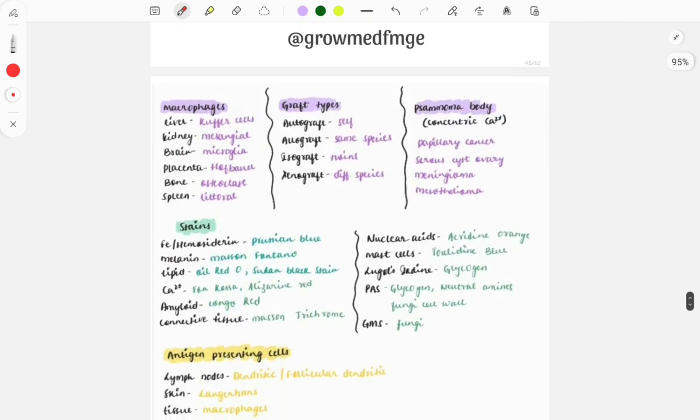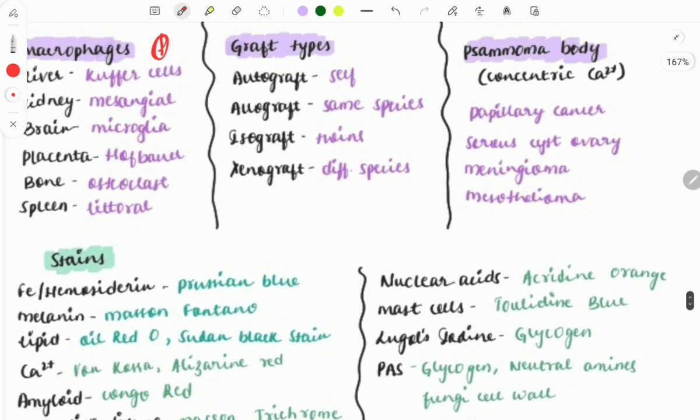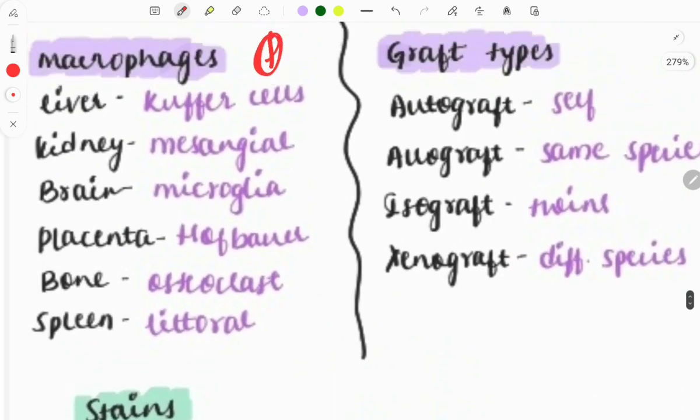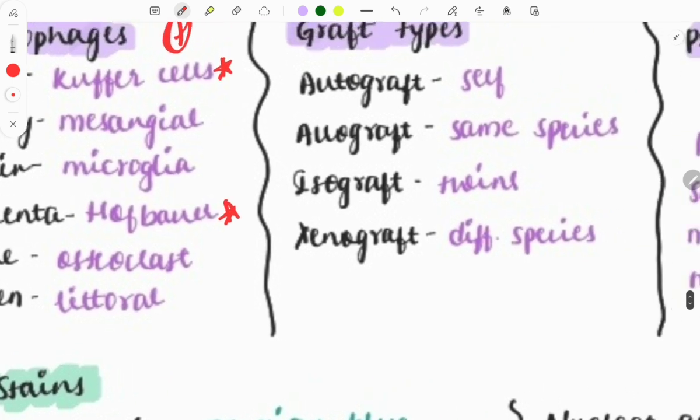Then moving on to macrophages, graft types, and Psammoma bodies. These are the important things from pathology. These are the various specialized macrophages present in the different organs. Like in the liver, it is called a Kupffer cell. This was a PYQ. In the kidney, they are called mesangial cells. Brain, microglia; placenta, Hofbauer cells, so this was also a PYQ; bone, osteoclast; and spleen, littoral cells.